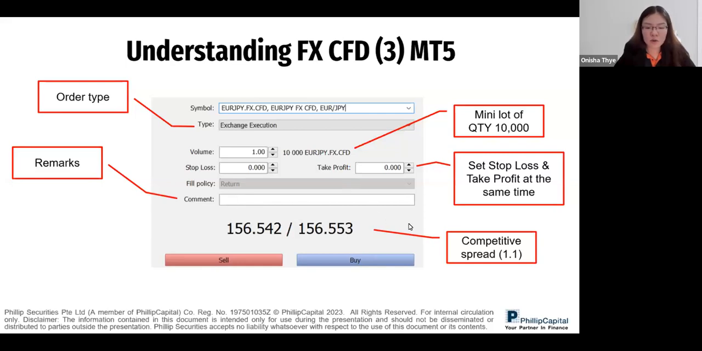Here it shows the bid-ask spread and lets you see how much you are buying or selling at, basically. Okay, now let's move on.